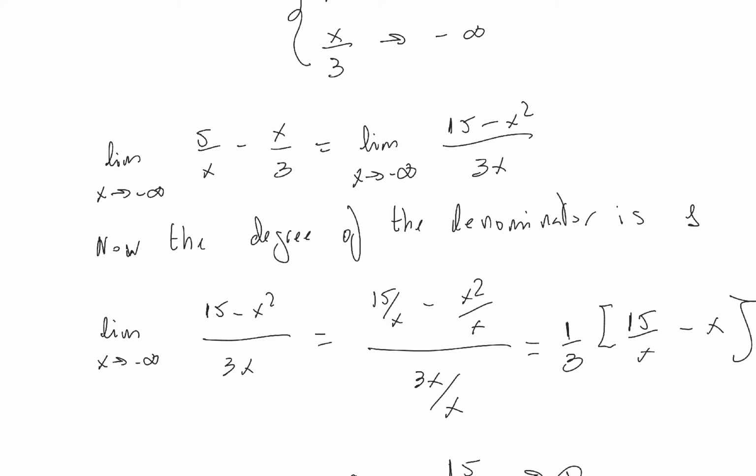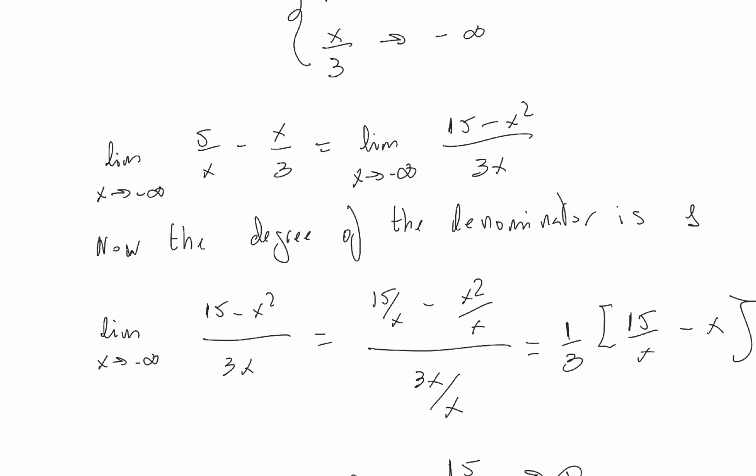by the lowest. When the numerator has a bigger degree than the denominator, we have to divide by the lowest degree, by x. So if we divide by x, it will be 15 divided by x minus x squared divided by x, over 3x divided by x. So this will be 1/3, x divided by x is 1, 15 divided by x minus x squared divided by x is x. So it will be 1/3 times (15 divided by x minus x).